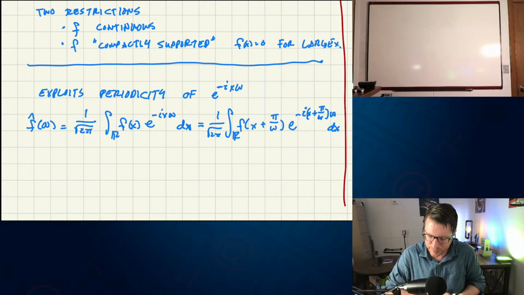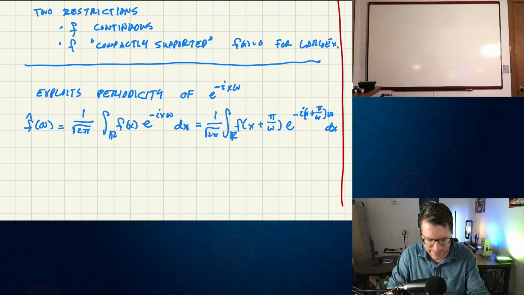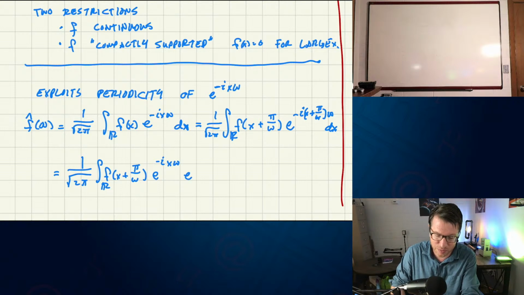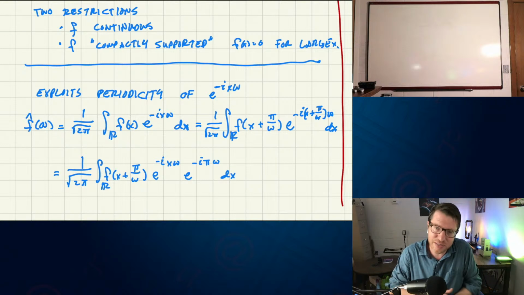Okay, so then that's what we got. So omega is fixed, and so that means I can leverage this to do what I'm doing now. And what's really cool is that this is still equal to 1 over square root of 2 pi integral over R of f of x plus pi over omega, and then we have e to the minus i x omega. And then using the exponential property of being able to split terms, we have e to the minus i pi over omega dx. So that last term doesn't actually depend on x at all.